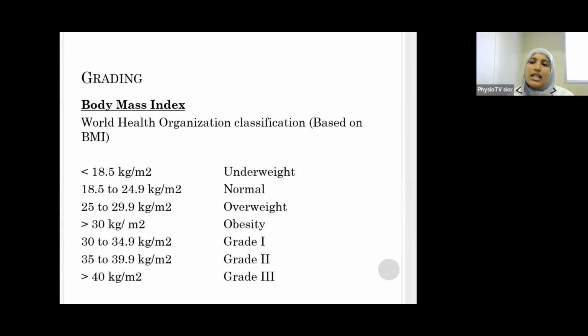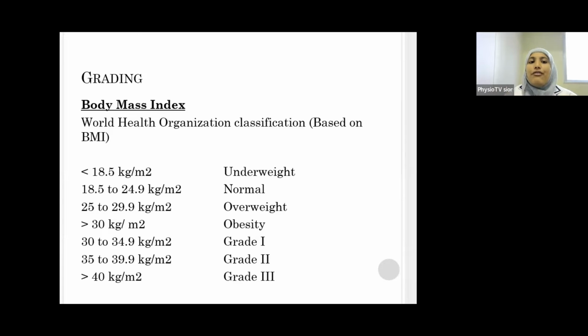Then WHO has given us the classification of obesity and overweight in terms of the body mass index. This body mass index is calculated as weight upon height squared, where weight is in kgs and height is in meters squared. So if you put in your weight and your height in meters squared, you'll get the calculation. If the BMI lies under 18.5 kg per meter square, it is going to be underweight. That means your weight is lesser than required according to your height.